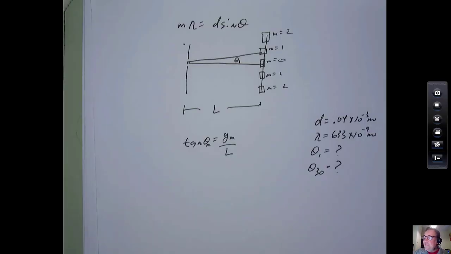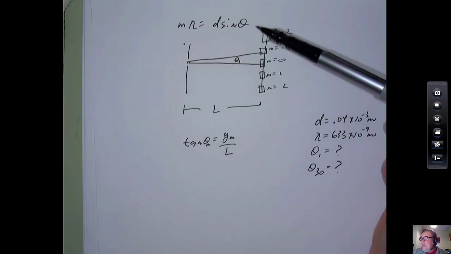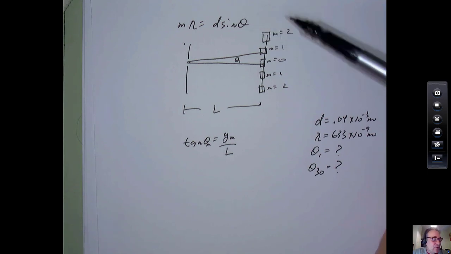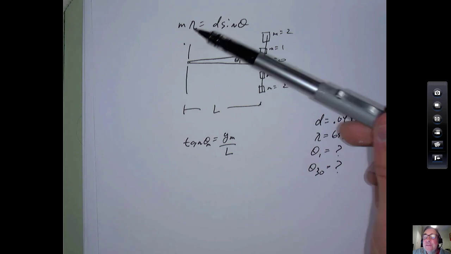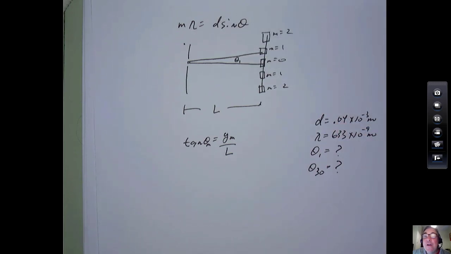Okay, so here's the non-approximate formula. You can use the approximate one if you want to, but I'm just going to go with this one. M times the wavelength is d sine theta. Remember, the approximate one only works if you're working in radians.